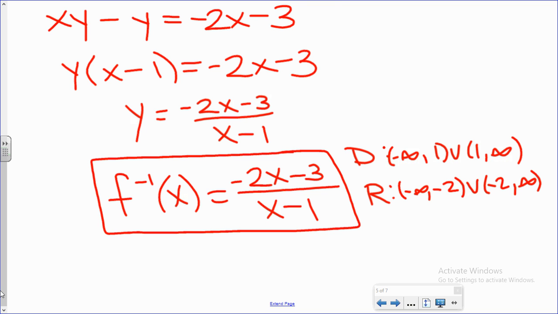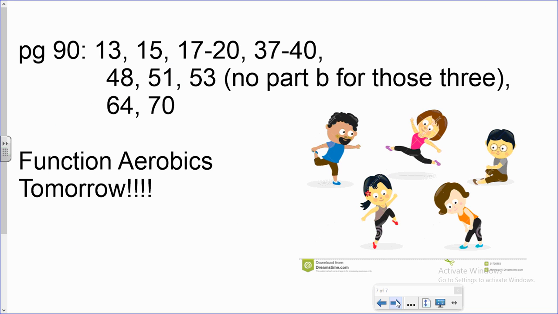All right. Your homework is on your gold sheet, so don't feel that you need to copy that down. It should be on your gold sheet for you. Tomorrow is function aerobics.